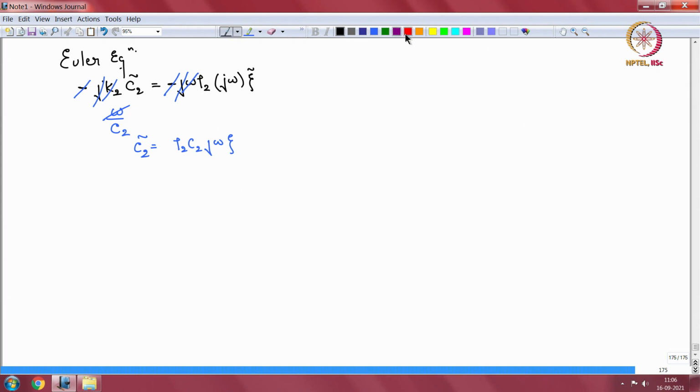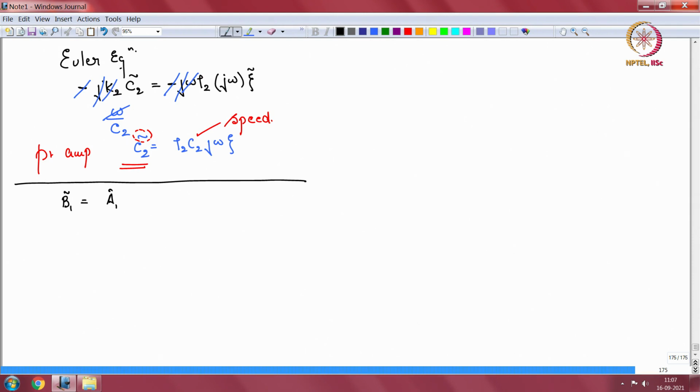Now we should not confuse between the C2s. C2 tilde is the pressure amplitude and mere C2 is speed of sound. So this tilde will be the distinguishing factor. Okay. Now we can write B tilde in terms of A tilde. So my B1 tilde is A1 tilde minus j omega rho 1 C1 xi tilde.